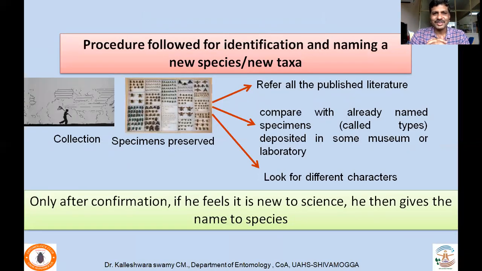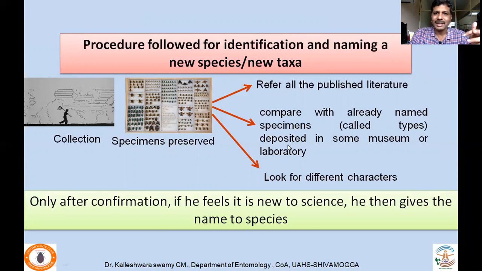Very important thing: we'll get into the procedure followed for identifying and naming a new species or new taxa. Say a taxonomist goes out for a collection, brings it back and preserves it, and he feels that it may be new to science. To prove his point, he refers to all the published literature, because publication is very important. If anybody comes out with a new species, it needs to be published in a journal. He goes through the various publications around the globe, and he feels that it may be new.